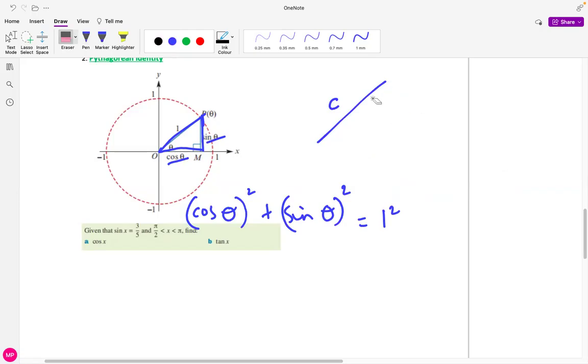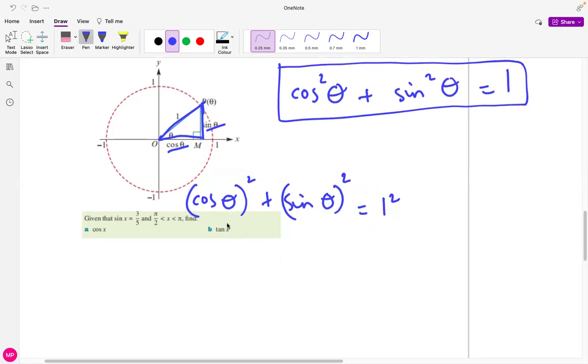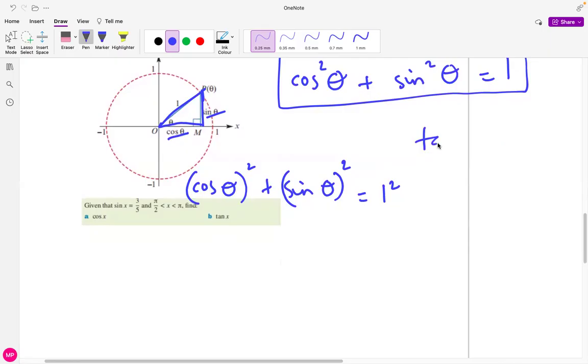Now, to write it nicer, they put the square in the middle of cos and theta. So we write cos squared theta plus sine squared theta equals 1. This is called Pythagorean identity. And we can use that to solve for cos if we know sine, and vice versa. And if you look for tan, tan theta will always be sine theta divided by cos theta.